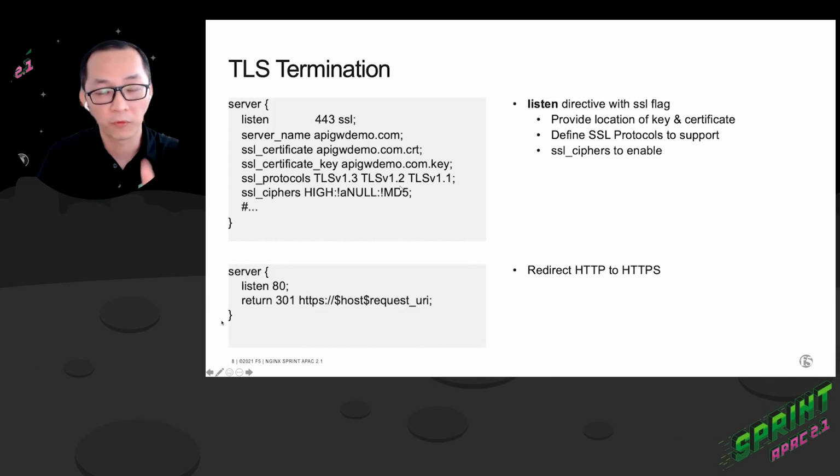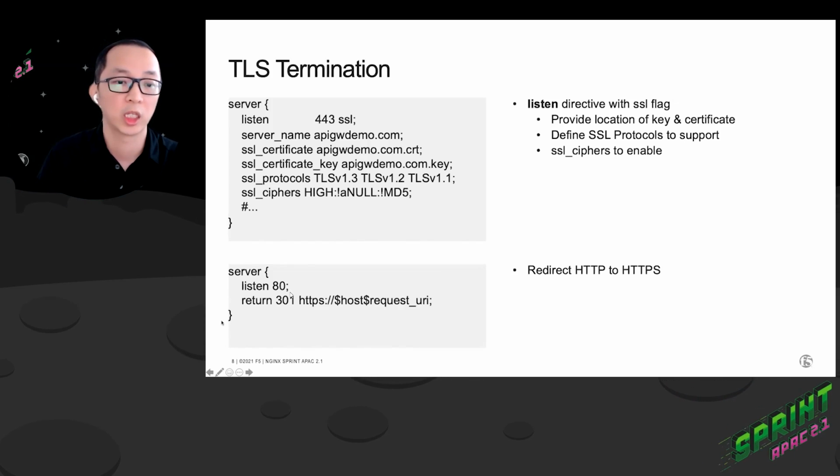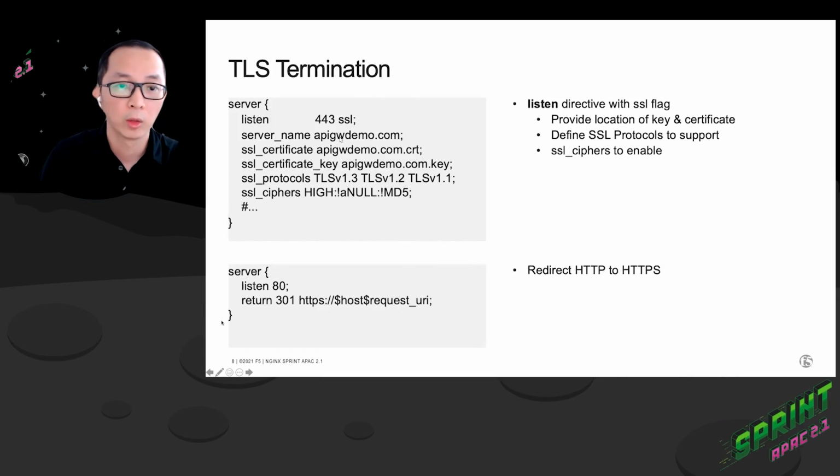As we define TLS terminations, it's always good to have a redirect for HTTP, because some customers or clients might accidentally go to port 80. You want to redirect them with a 301 to 443. So this is the standard way to do the TLS termination.